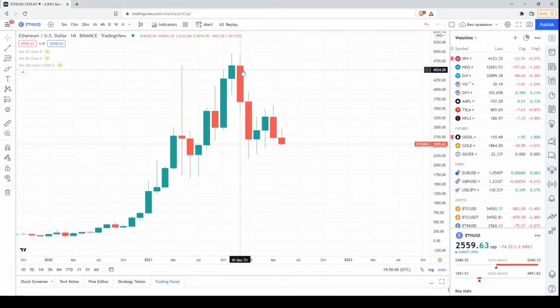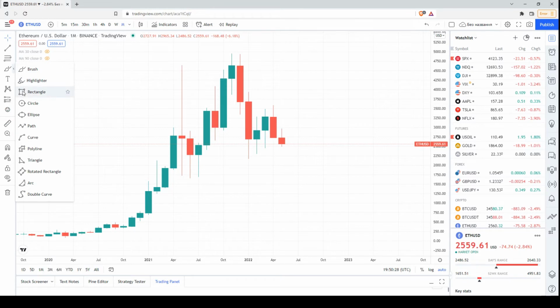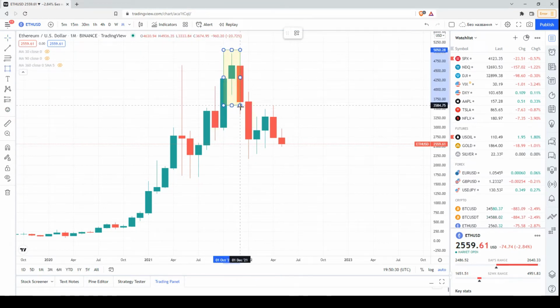And as we know, at the end of the year, the correction started in the cryptocurrency market. We have this correction in the price chart of Ethereum as well. And since then, the price has been under bearish pressure. Let me remind you that this is November, this is the candlestick for December. We had a bearish engulfing.